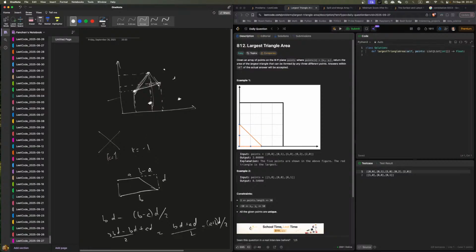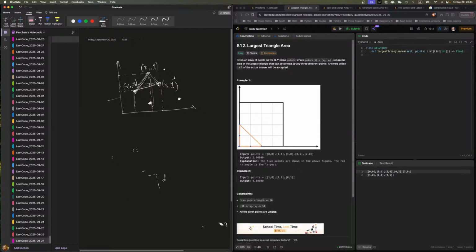So okay, if this is, let's call it x0, y0. Let's call this x1, y1. This is x2, y2. All right. Then, well, this is assuming they're all above, because you can also have them not all above.